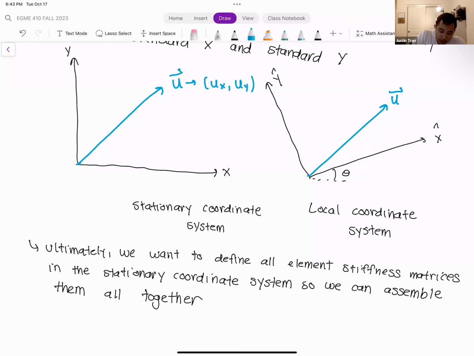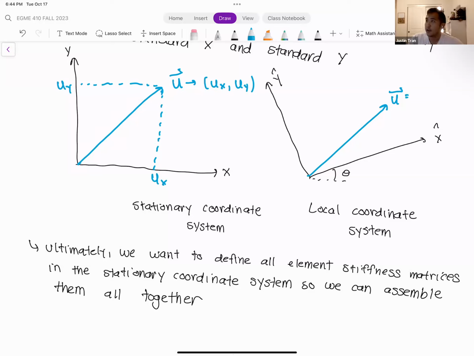But if you were to represent this in the stationary coordinate system, you'd have ux and uy. Those would be its components, where ux would be the distance along this, or you can think of it as the projection of this vector down onto the x-axis. And uy would be the projection of that vector onto the y-axis.